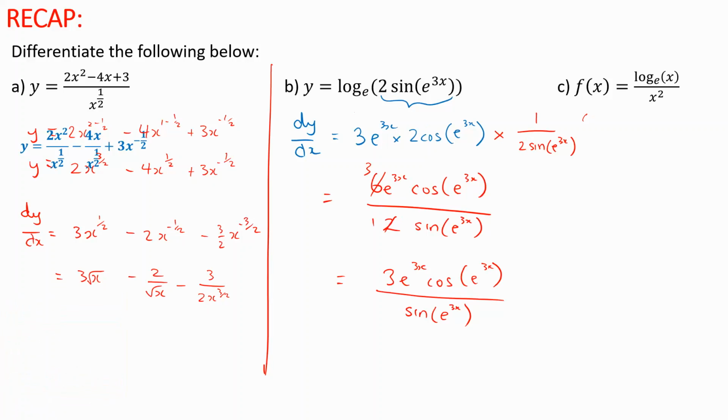Yes, you can, but for methods we don't deal with cot, so we just leave it as it is. So I could have given it as 3e to the 3x on tan of e to the 3x. Yeah, because tan of e to the 3x is the same thing as saying sine e to the 3x over cosine of e to the 3x. So if you put that in the denominator, it's the same thing. That's okay though. Yeah, it's fine.